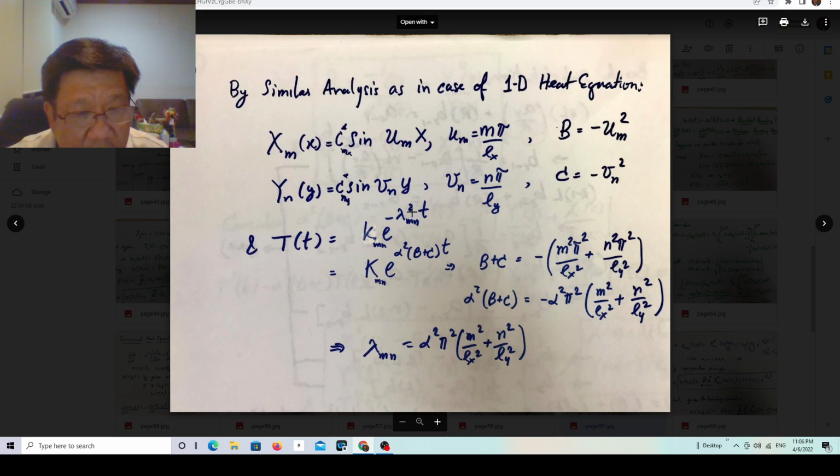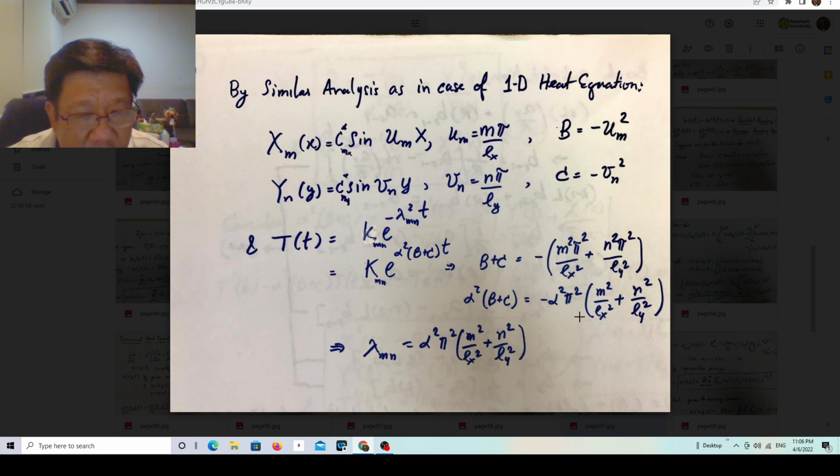You can see that lambda_mn here is alpha squared times (b plus c). This is when you substitute b plus c here, because mu_m and v_n are in this form, therefore b is here and c is here. The minus sign, just take it out, this is b, therefore alpha squared times (b plus c) is here, and you get a minus sign.